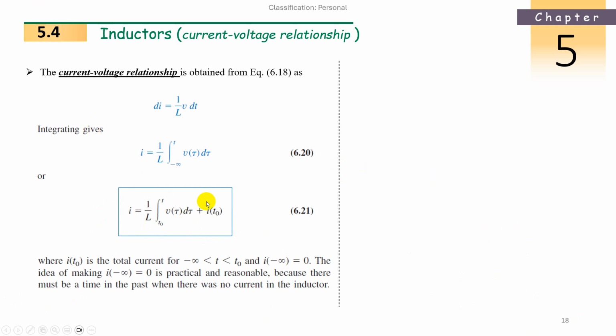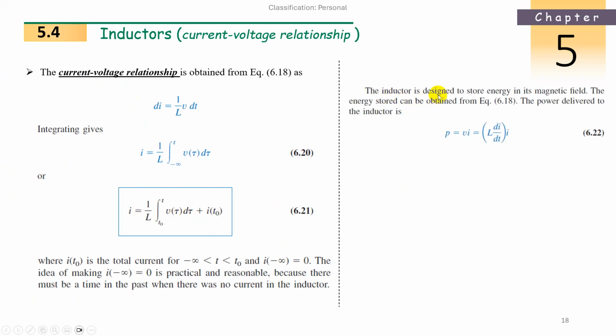So I can take it as i(t0) equal to 0, because there must be a time in the past when there was no current in the inductor. There is no current in the past when it is manufactured, or very long back, so i(t0) becomes 0, only the remaining term stays. So the inductor is designed to store energy in a magnetic field.